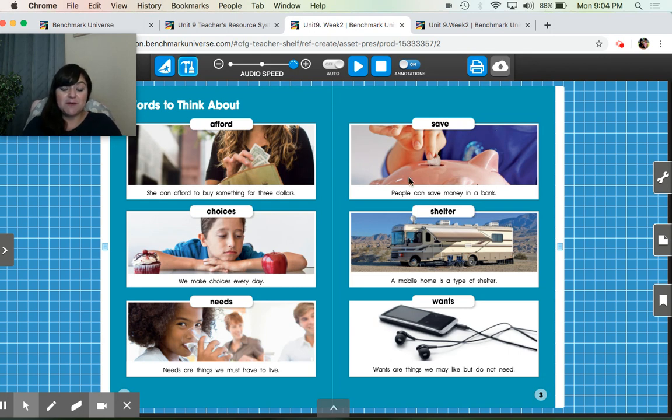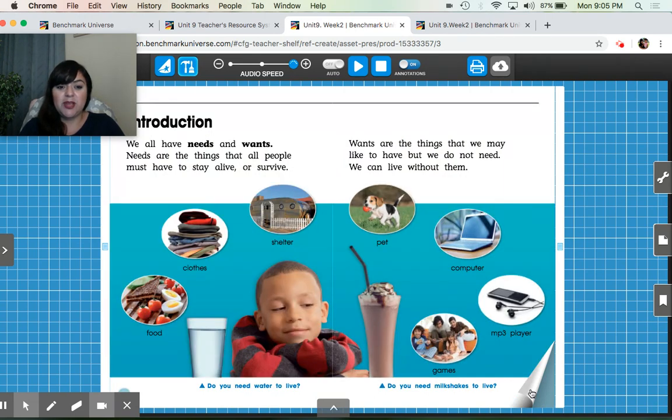And the last word to think about is the word save. Like people can save money in a bank. Maybe you have a favorite toy that you really want to buy. So you save all the money you get from cleaning until you have enough to purchase that toy. When you're an adult, you might want to save enough to buy that car you want or to pay off your college tuition. So saving is you're not spending your money, you're putting it aside and keeping it for something larger. Okay, so let's read our introduction.